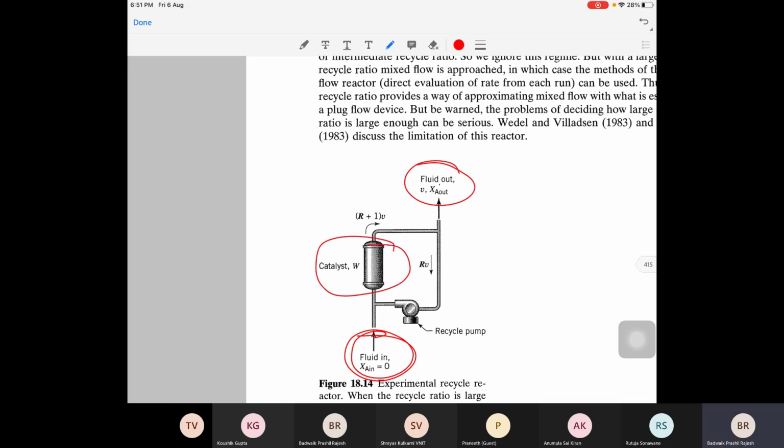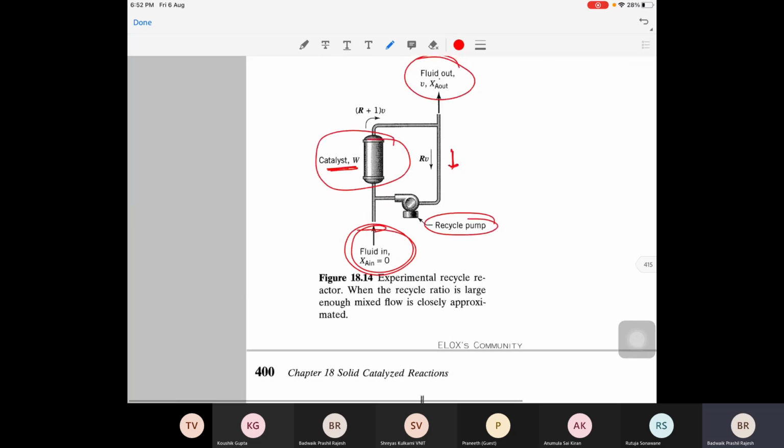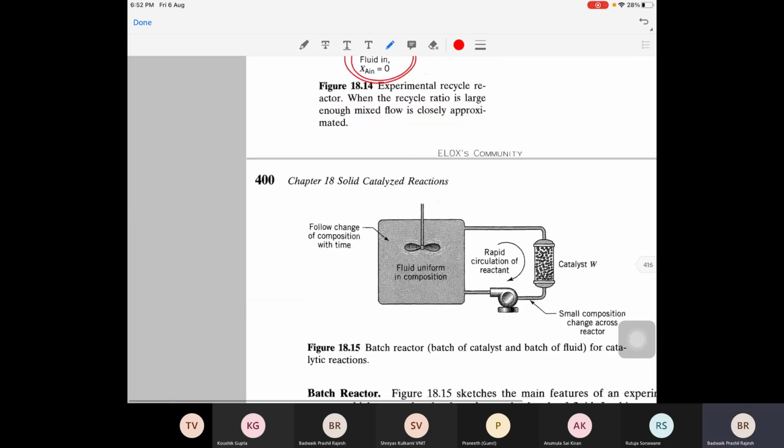You can see a small portion has been recycled using this recycle pump. The catalyst bed is here. You can have this system also, where this is your reaction mixture and the catalyst bed is separated. What is happening here is that I am circulating from this pump, and there is continuous recirculation.